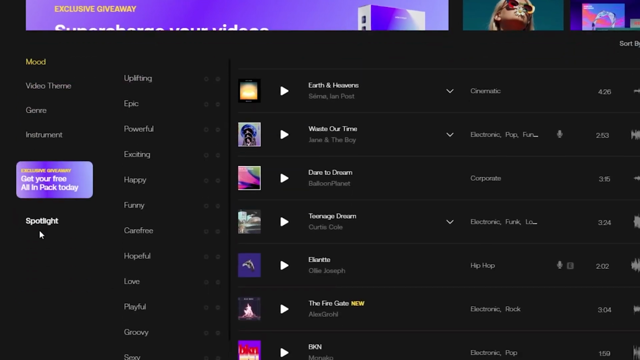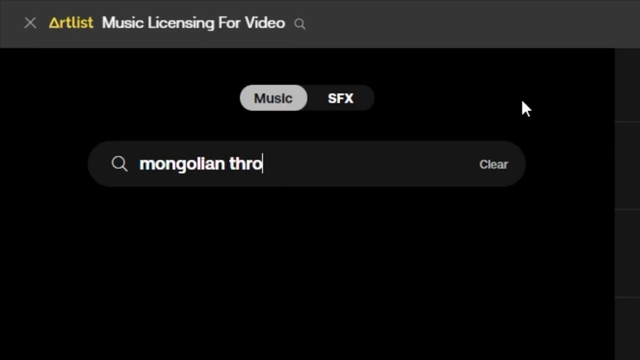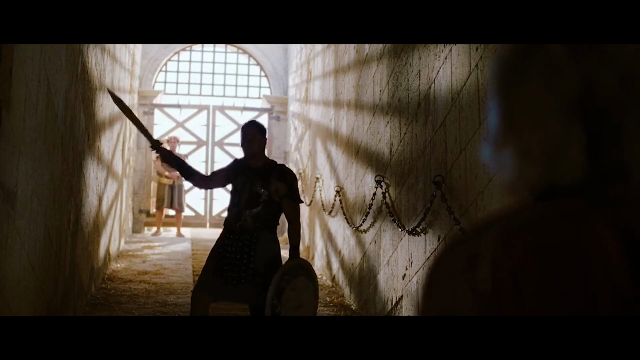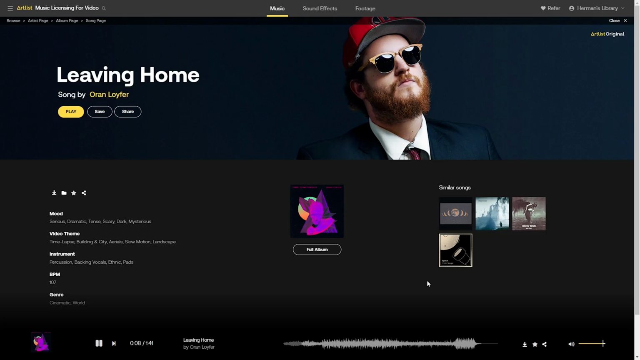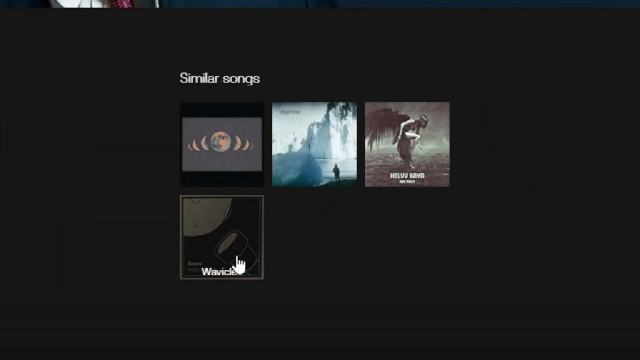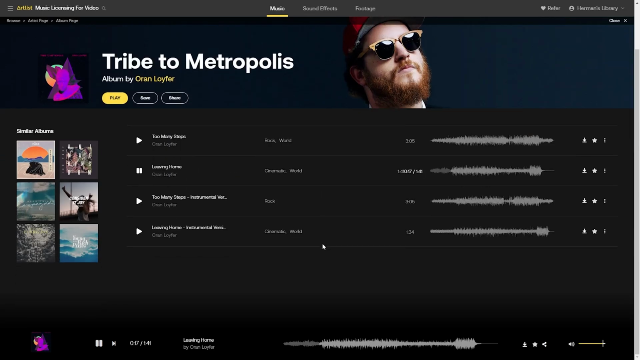The main way of narrowing things down is by filtering through mood, genre, instruments, and keywords. But let's face it, sometimes it isn't enough and we're just looking for something really, really specific. This is not it. This is not it. And that's why I click into a track that's close to what I'm looking for and then check out the similar tracks. If I don't find something there, then I also listen to the other tracks in the whole album that it's in. And that has been my most effective way of finding the perfect music track.